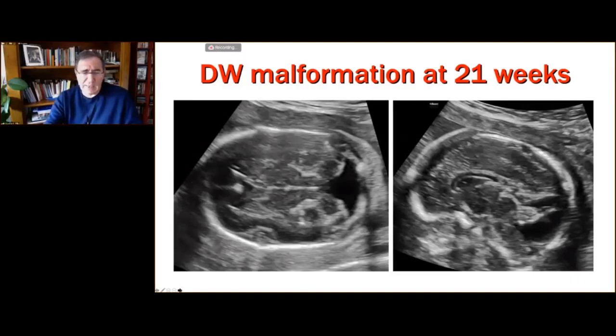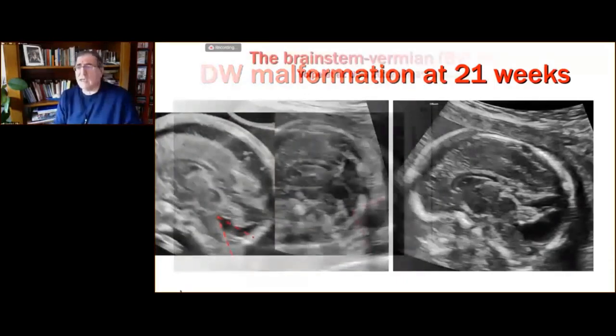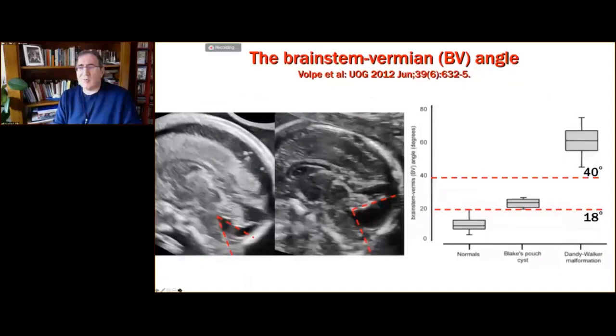Now, we described this several years ago, and this is an observation that caused much discussion, and there are a lot of people who believe that it is not useful at all. We believe that it is useful. We have seen that with Blake's pouch cyst, with the typical finding of an isolated Blake's pouch cyst, at least their rotation is always slight. As you can see, in normal fetuses, you can have some slight rotation.